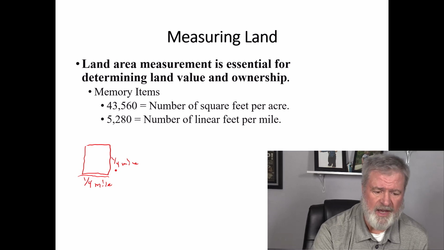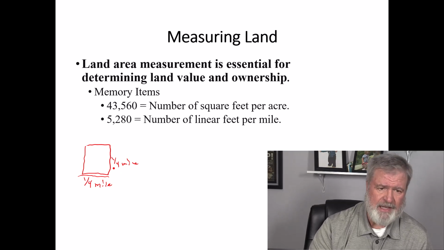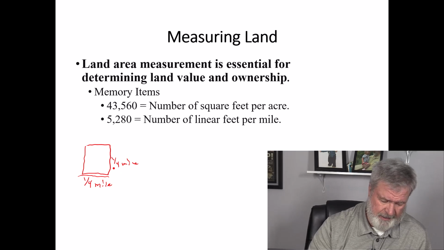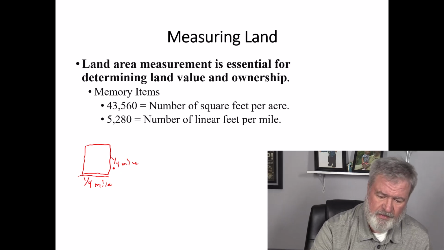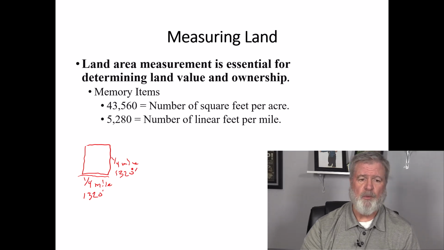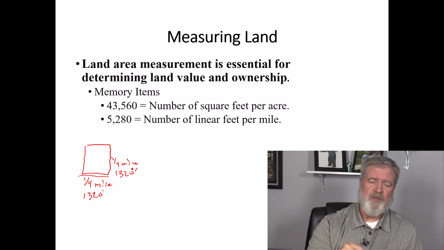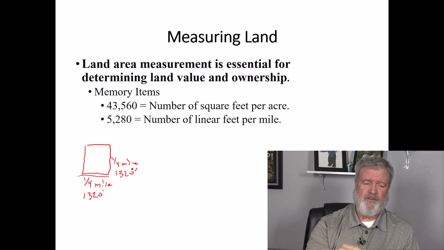Well, how many feet is that? I know if there's 5,280 in a mile, then 5,280 divided by 4, because that's a quarter, gives you 1,320 feet. Right? 1,320, same thing right there. Now, if they said it's a half mile deep, then we know it's 2,640 feet, right? The key is, as long as you know how many feet there are per mile, you should be able to figure out what's a quarter, what's a half, and so forth.